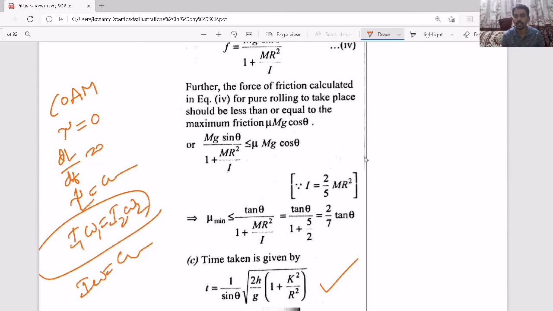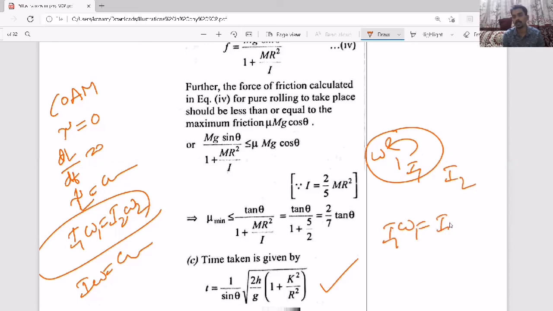For example, there is a disk rotating with an angular velocity omega 1 with a moment of inertia I1. Now one more disk is placed gently on it, whose moment of inertia is I2. Then initially it is I1 omega 1. Finally it is I1 plus I2 into the angular velocity omega dash. So initial should be equal to final, because finally they move with one common angular velocity. So based on such simple things, they will ask questions on the condition called conservation of angular momentum.